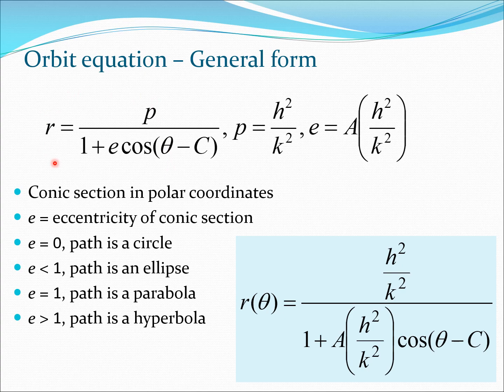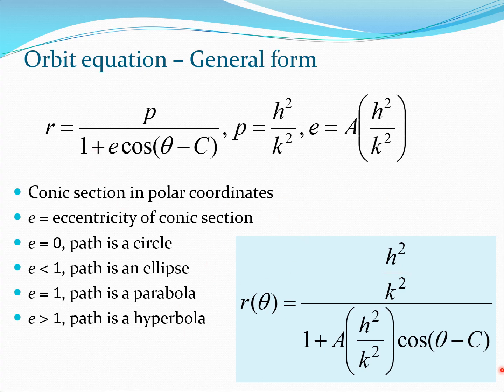If we look at this equation for the conic section, we will see that the type of trajectory or the graph which you obtain if you plot this will depend on the value of e. So e is known as the eccentricity of the conic section. If e equals 0, the path is a circle. If e is less than 1, the path is an ellipse. If e equals 1, the path is a parabola. And if e is greater than 1, the path is a hyperbola.